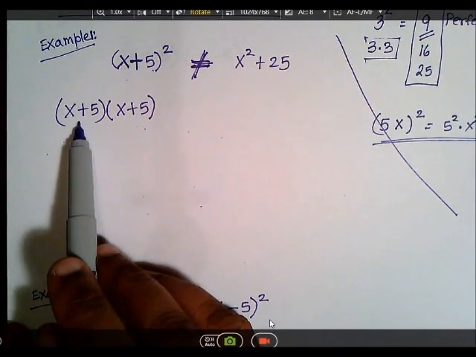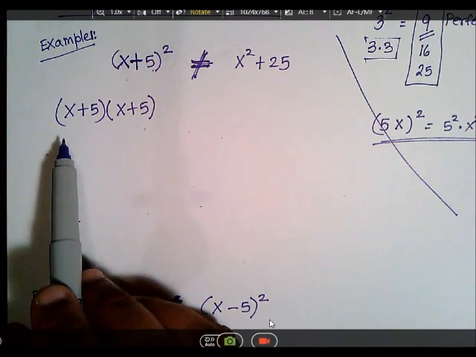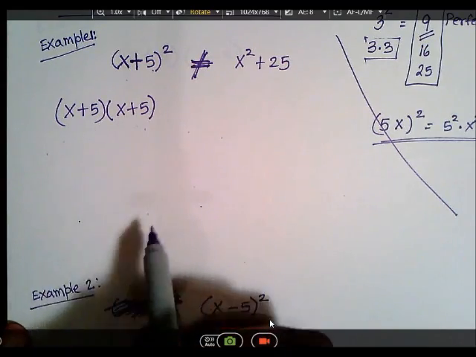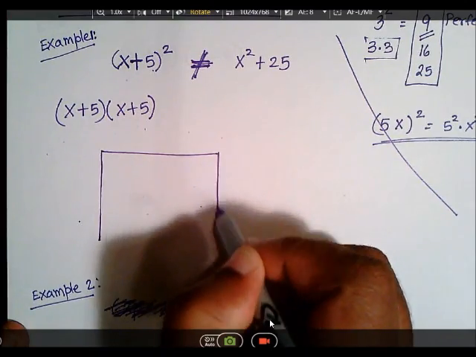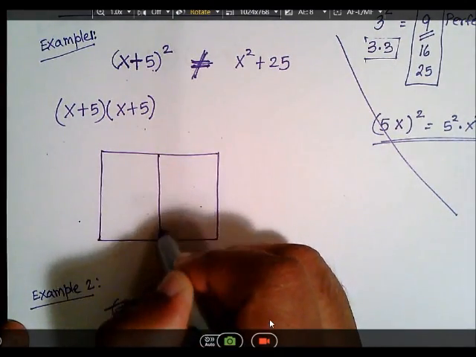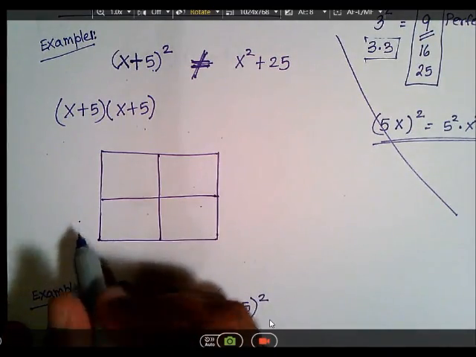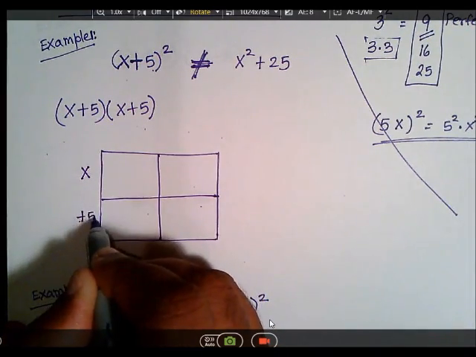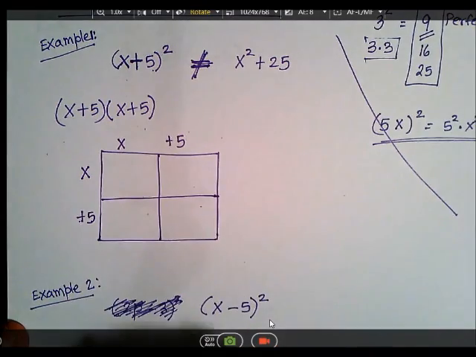So now this is a binomial times binomial. Remember, we learned 3 different methods to multiply a binomial and a binomial. Like I said, my favorite method is my table method, so I'm going to be using the table method. If you guys want to use the FOIL method or the distributive property method, I don't have a problem with that. So here the first binomial is x plus 5 and the second binomial is x plus 5.